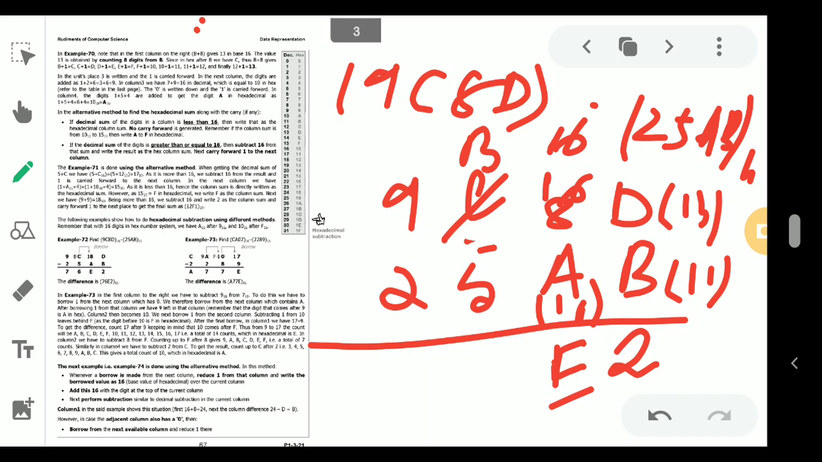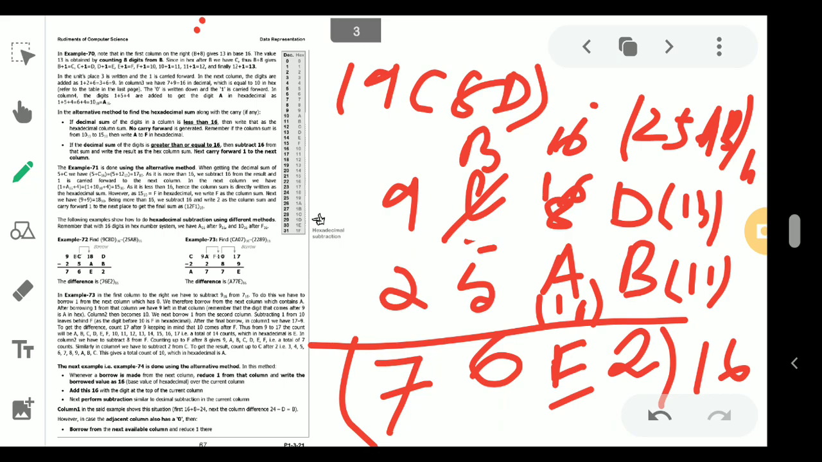And next what will happen? It has subtracted B. B means 11. 11 is there, so 11 minus 5, the answer becomes 6. 9 minus 2 is 7. Clear? Now we will move forward to the next sum.